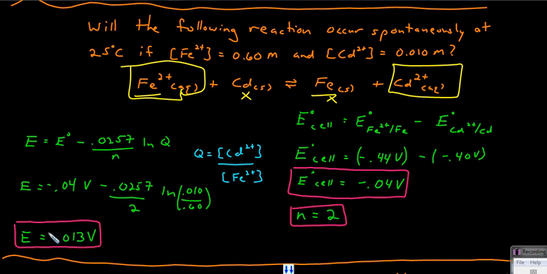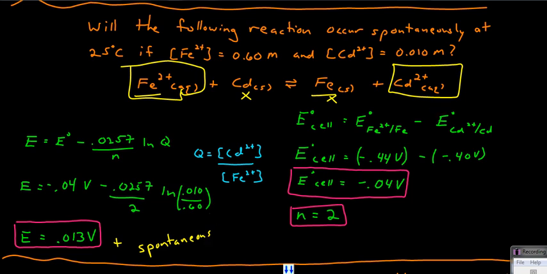Or we have a positive value. Being positive, that means that this reaction is spontaneous. So this reaction will go ever so slightly for a little while until it also approaches equilibrium and its voltage is 0 as well, as all cells will do if they're being used.